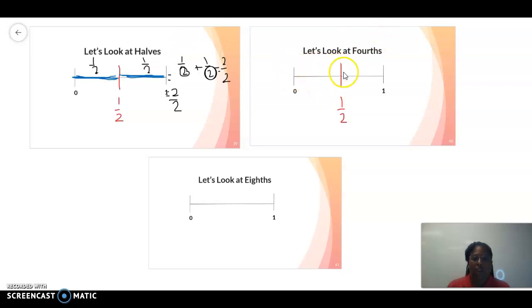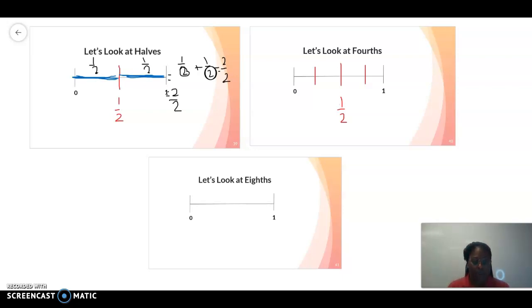So from 0 to 1/2, I want to divide that into half. I want to make that smaller, so I'm going to put a marker here. And from 1/2 to 1, I want to make that smaller, so I'm going to put a marker here. So now you can see I have partitioned my number line into fourths, and all I did was divide my number line into half, and then I divided it into half again, okay? So I started with the whole, I divided it into half, and now I'm dividing it into smaller pieces, okay?